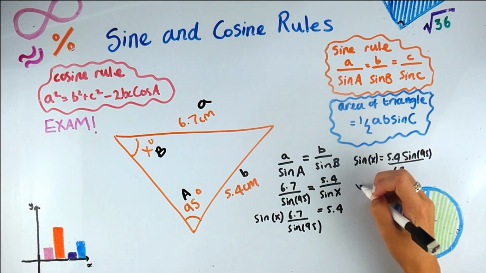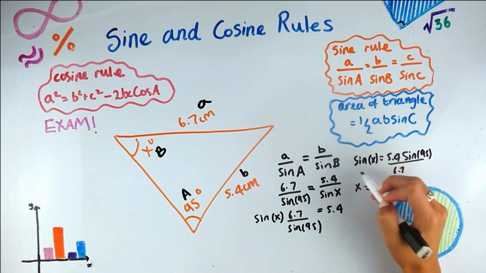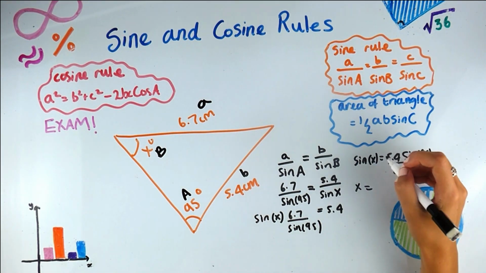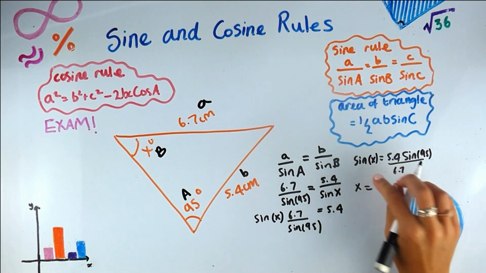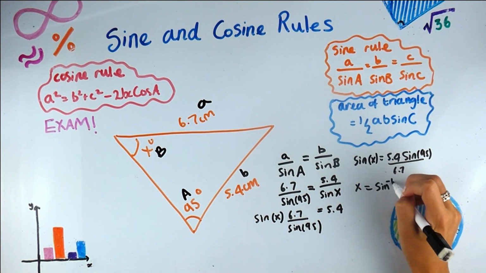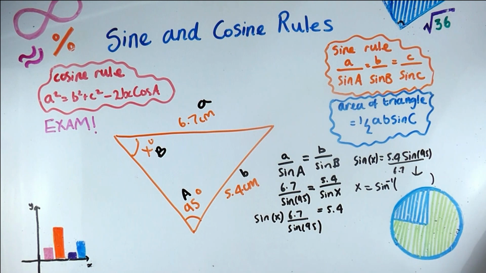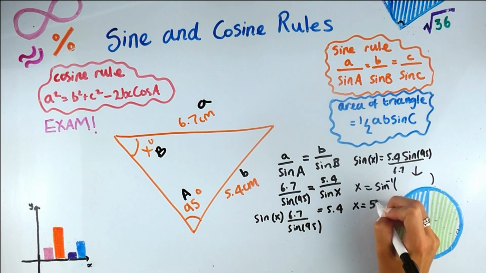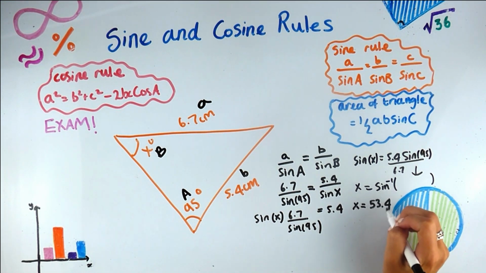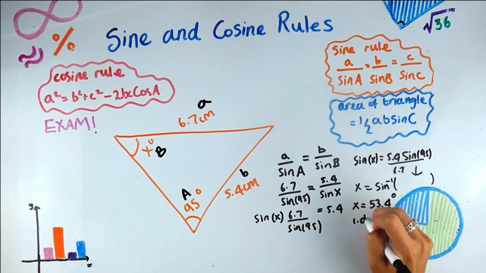Now to get the x, we've got a sine on this side kind of hugging it in the way. So to get rid of that, we do the inverse operation of sine, which is sine to the -1 of all of that. So I'm just going to put that on my calculator, find out what we get. The answer I get is x is 53.4 degrees to 1 decimal place.